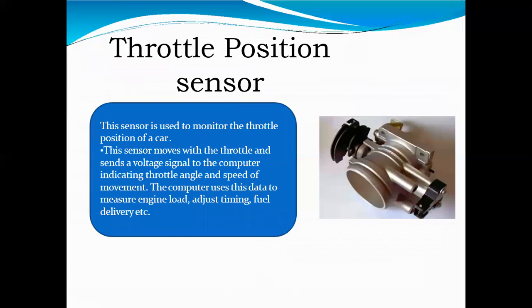So, throttle position sensor. The sensor is used to monitor the throttle position of the car. The sensor moves with the throttle and sends a voltage signal to the computer, indicating throttle angle and speed of movement. The computer uses this data to measure engine load and adjust timing and fuel delivery. This is the concept we have covered in the engine management system. Okay, that is the electronic control unit. Using this control unit, we can effectively use the engine. Okay, thank you. We'll see you in the next class.